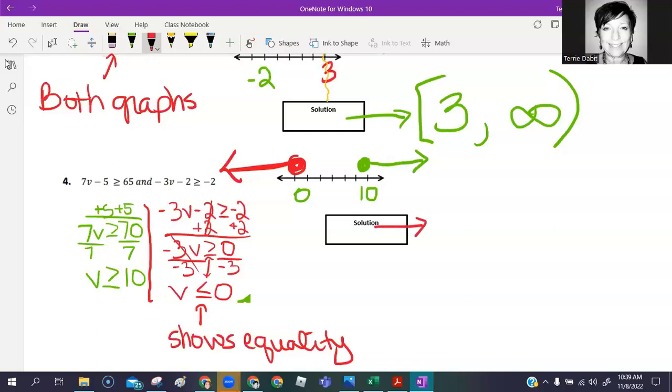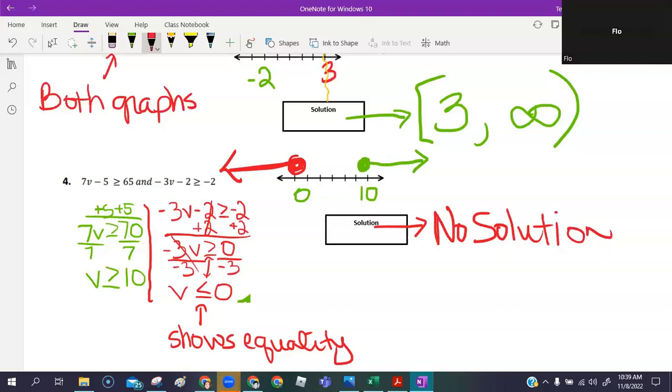He said there's no solution. So literally, you just write no solution. And you're right, Flo. There is nothing there that overlaps. Nothing overlaps, and so therefore we have no solution. All right, Flo, I'll put your name down on my list. Thank you for that participation.